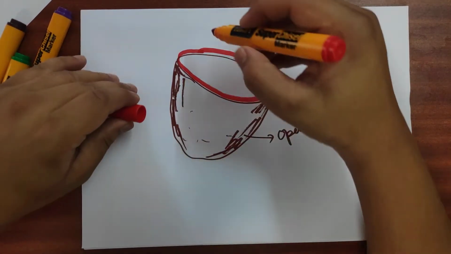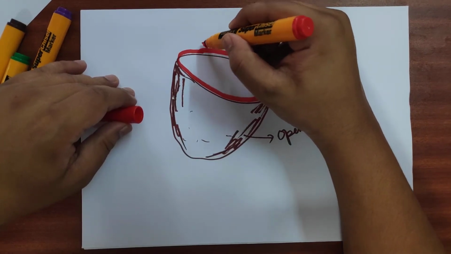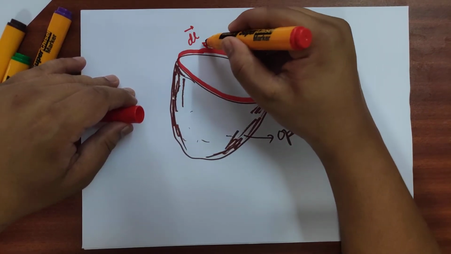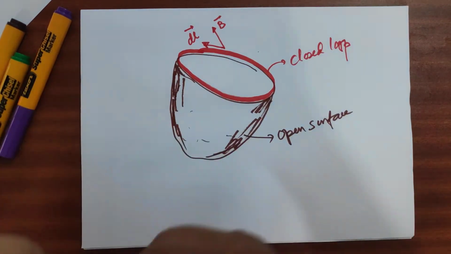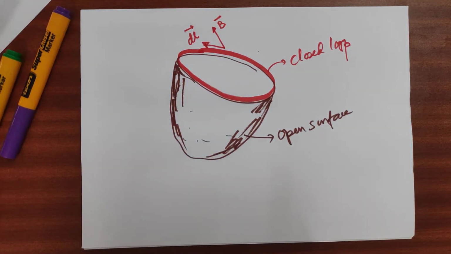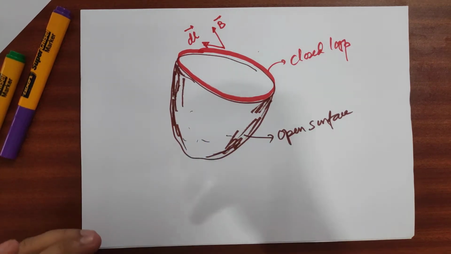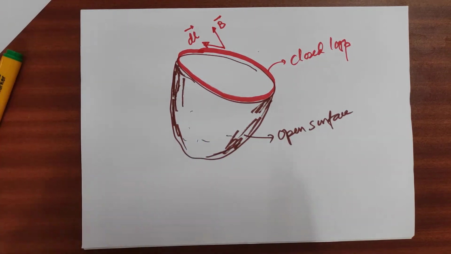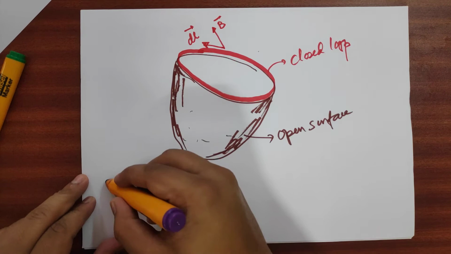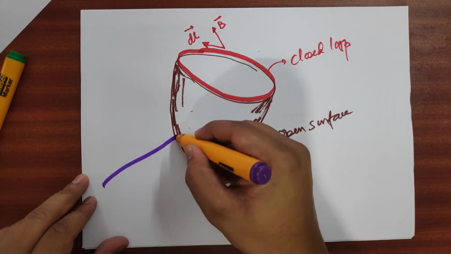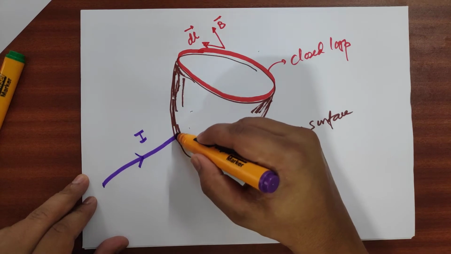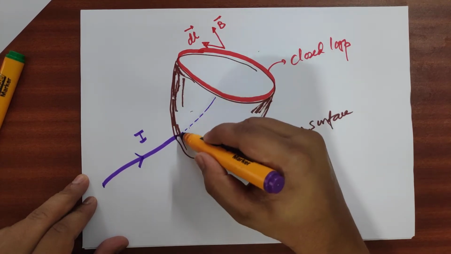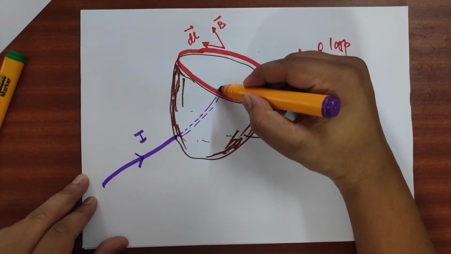So it may happen that you are calculating this B dot dl in this direction. Say this B happens to be here, and there is a current flowing through this open surface in this way. This is the current carrying wire. It pierces this open surface and goes straight through here.